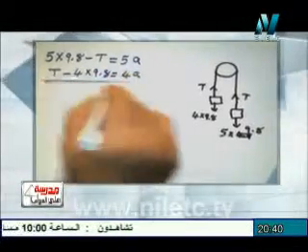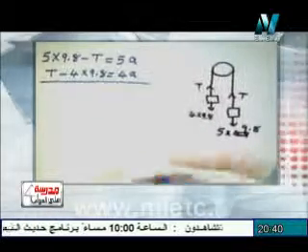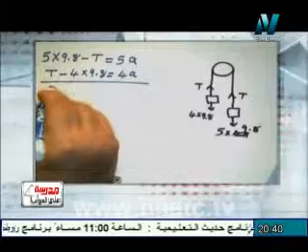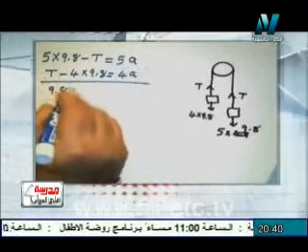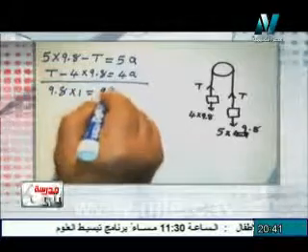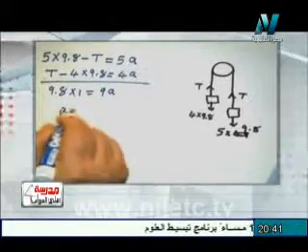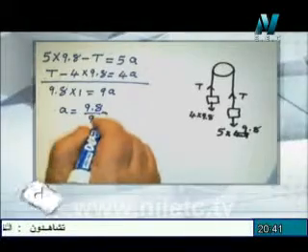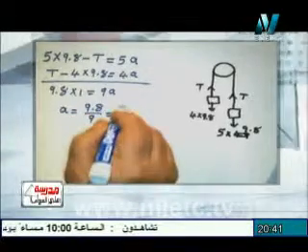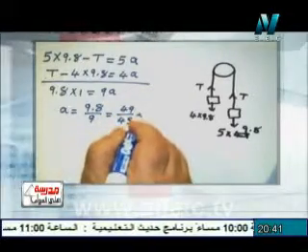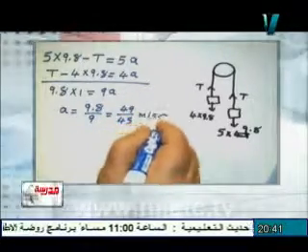Adding, the T cancels. Take 9.8 as a common factor: 5 minus 4, which is 1, equal 9A. Therefore A equal 9.8 over 9, which is equal to 49 over 45 meter per second square.